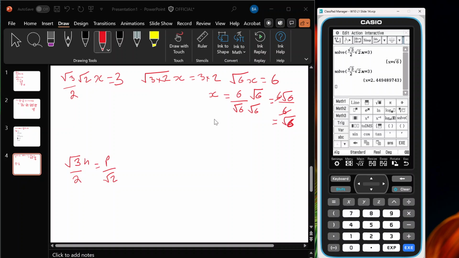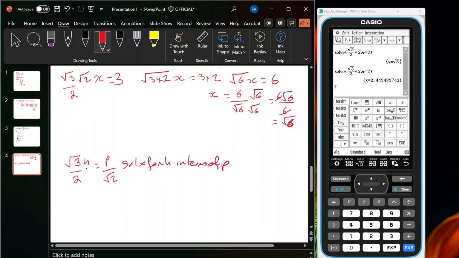Alright, the next one. This one we want to solve for h in terms of p. So this has got a second variable in it. Okay, so it's easy to work this one out.